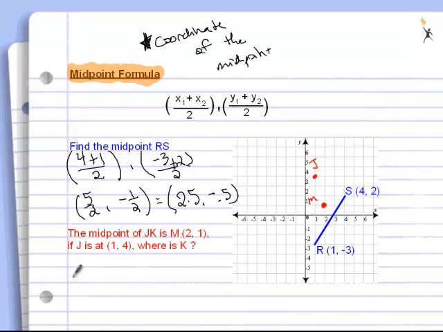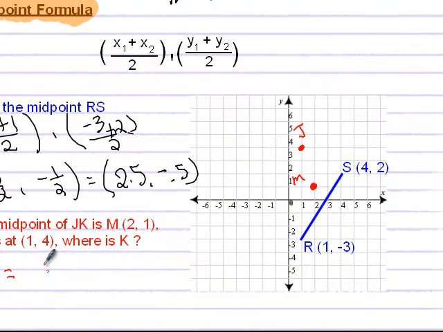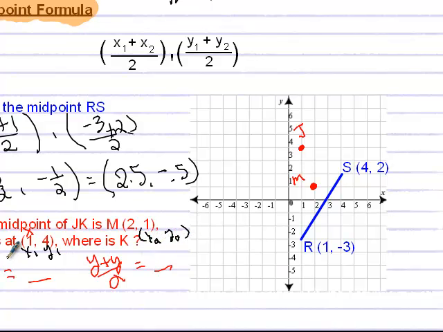We can say the midpoint of our x's equals whatever the midpoint was. And the midpoint of our y's equals whatever that is. And we can actually use that information to solve for the missing point. They gave me J is 1, 4, so that's going to be my x1, y1. And my K is going to be my x2, y2, and that's what I'm looking for.